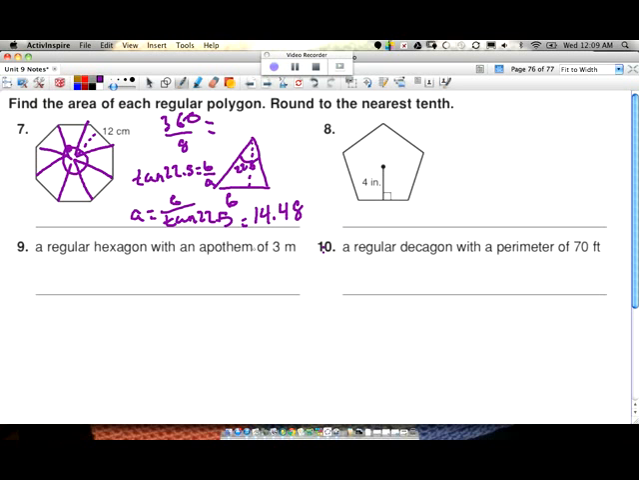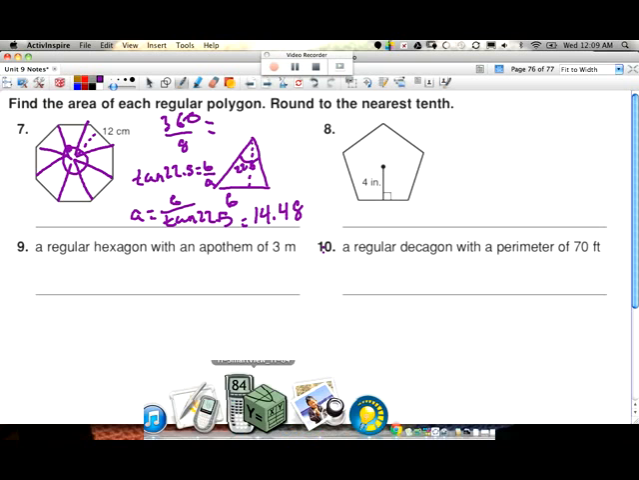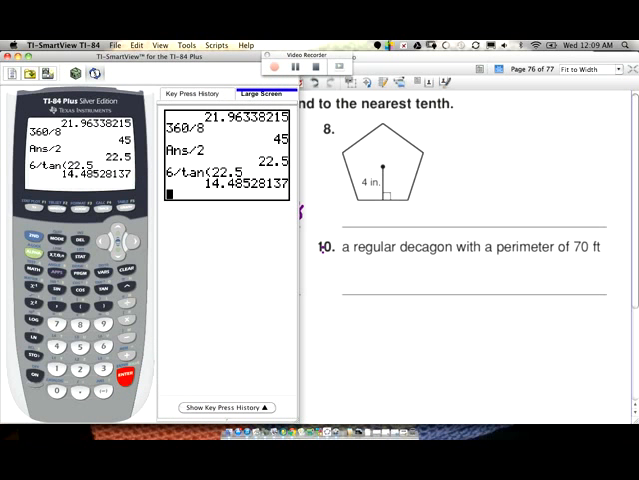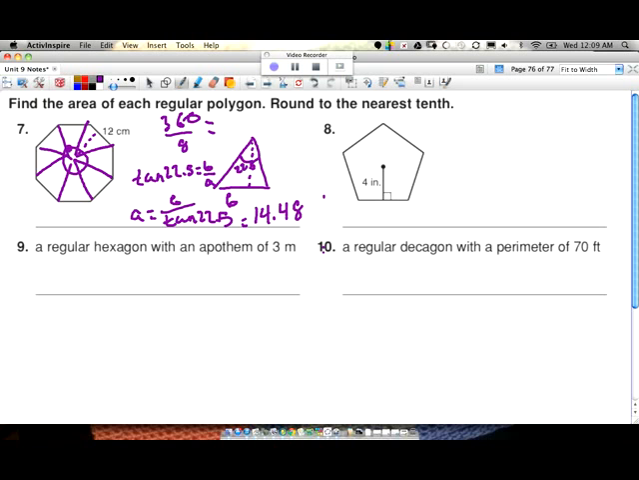14.48. That does not make sense at all, because that's telling me that that is bigger. Did I mess up something here? We got tangent of 22.5. We have the 12, that becomes 6. Maybe it's longer than that piece. Actually, yeah, it does look a little bit longer. I was thinking that it wasn't that long, but it could be 14.48. So the apothem is 14.48.